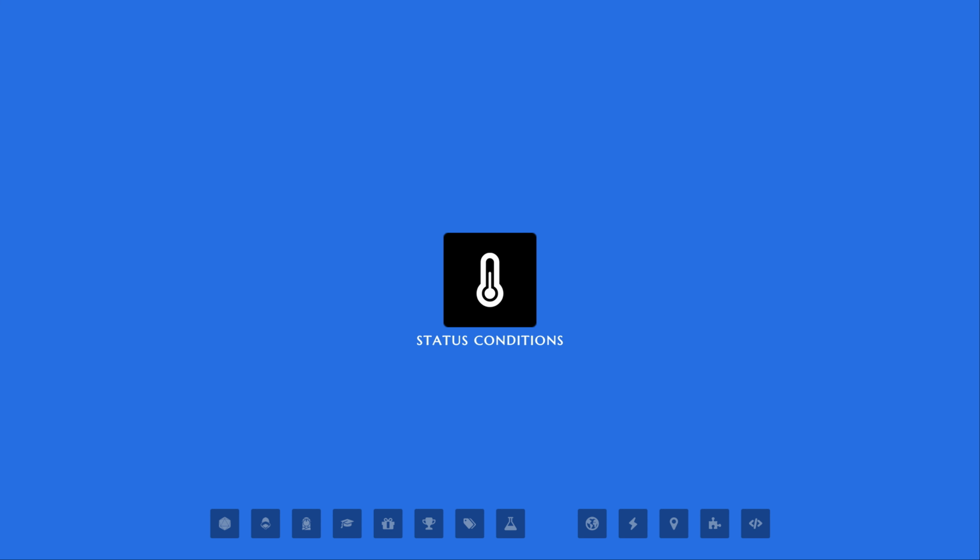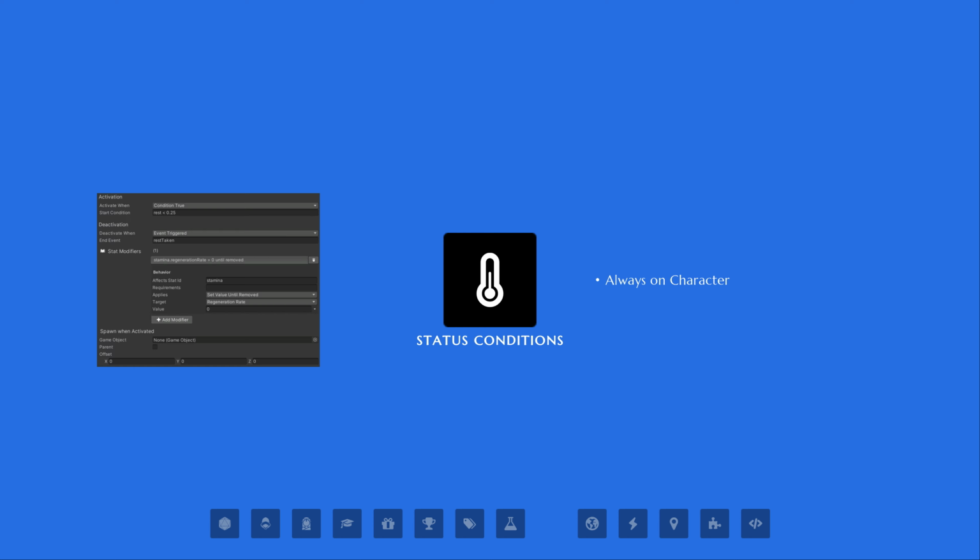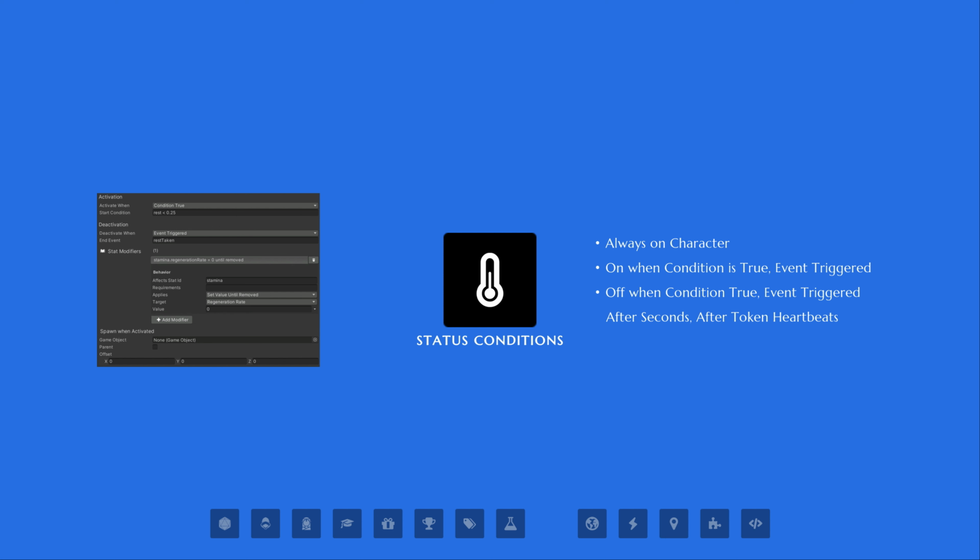Status conditions. Status conditions are effects that are always on your character and activate or deactivate based on certain criteria. A status condition can activate either when a condition is true or when an event is triggered, and it can deactivate when a condition is true, when an event is triggered, after a number of seconds, or after a number of heartbeat tokens.